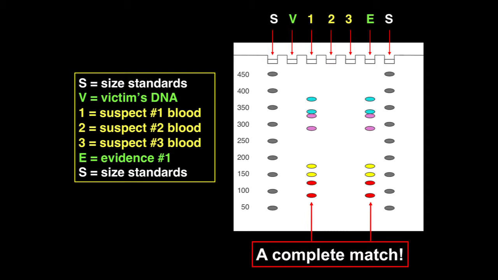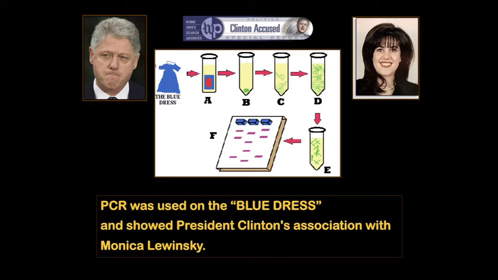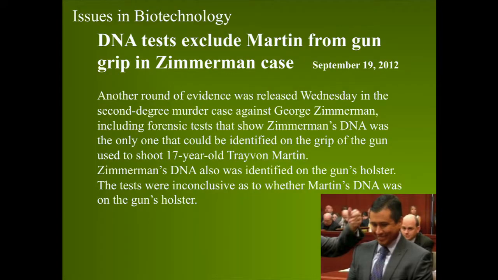Let me drop those out. That suspect 1 and the evidentiary sample are the same. So it was that technology that quickly tied Bill Clinton to the blue dress. Or let's take it more current, just today's news. We learned that Trayvon Martin's DNA was not on the gun handle. He didn't leave any cells on the gun.